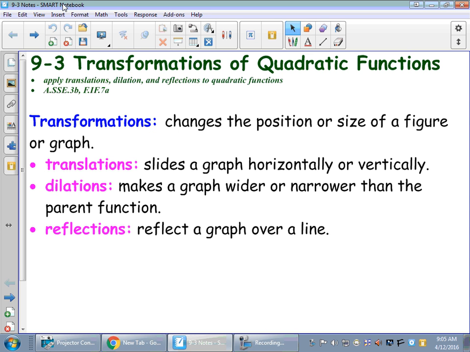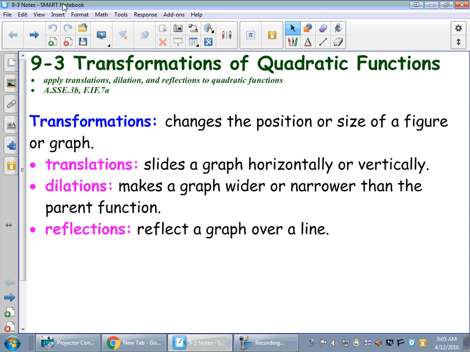Of the transformations, a translation slides the graph horizontally or vertically. The graph does not change its orientation, meaning the direction of opening stays the same: left is still left, right is still right, up and downs are still the same. The best way to describe it is you're taking that graph and sliding it across the page, either left to right or up and down, or a combination of directions.